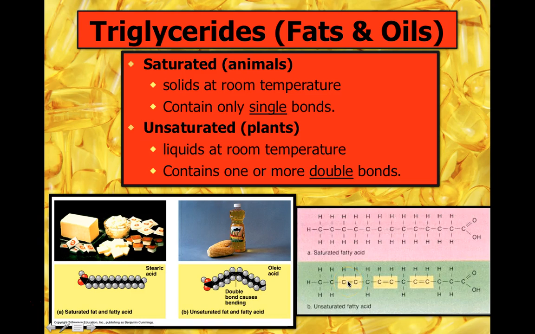So what that does is it causes bending because we have here these holes. So this molecule here is not as stiff, which causes it to be liquid at room temperature. But if you notice over here, the saturated fatty acids, there's absolutely no room to bend because it's completely saturated with these hydrogens. So therefore, it's a more stiff molecule, which allows them to be solid at room temperature.